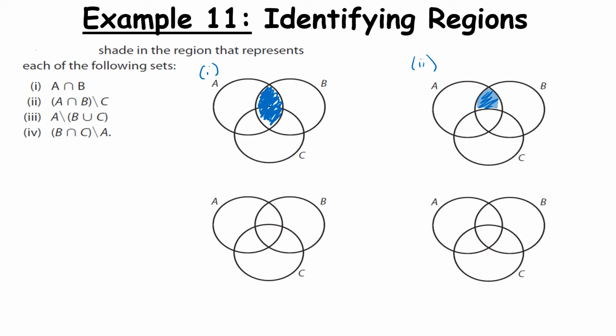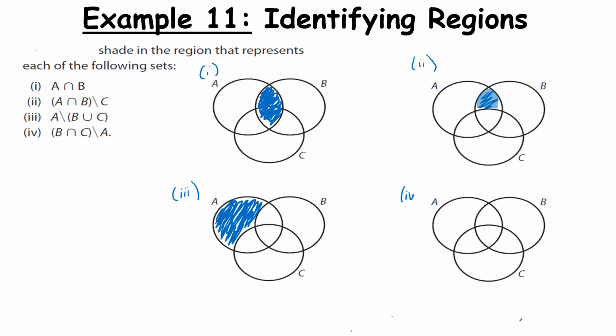Now, the third part, A less B union C. So let's shade in A first. So this is A. And we take away B union C. So we take away all of B and C combined, which leaves us just with that section there, and we can tidy that up a little bit. So that is A less B union C.